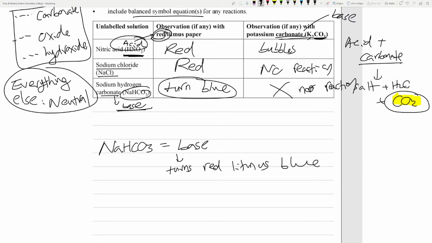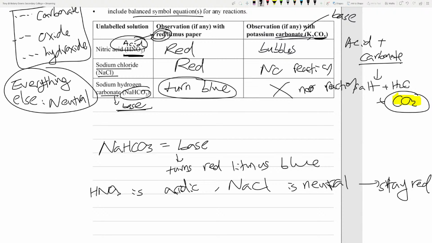Okay, and then you can look at the other one. HNO3 is acidic, and NaCl is neutral, and therefore there's no color change. Okay, so that means they both stay red, no change. Okay, so that's how we know that NaHCO3 is one of those solutions, because it turns the color blue.